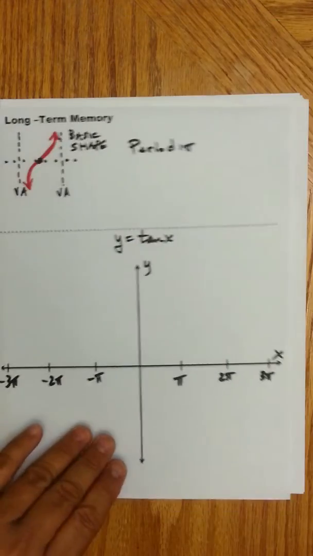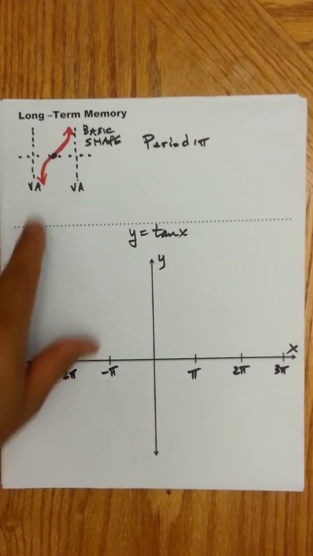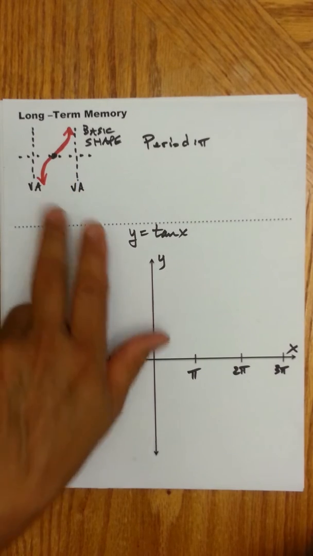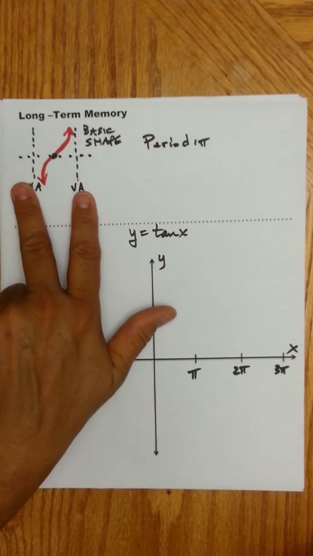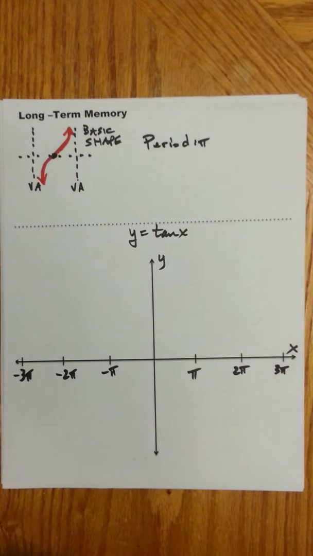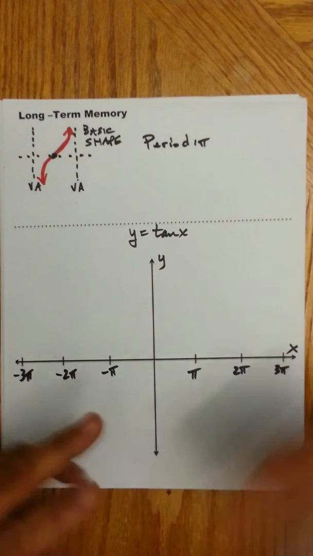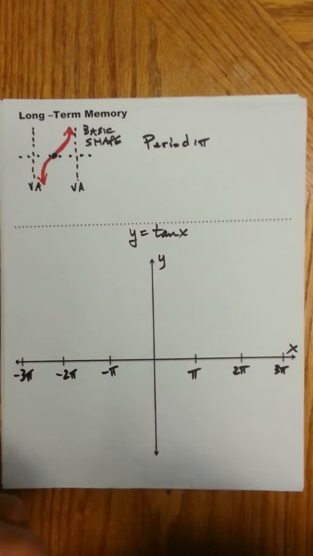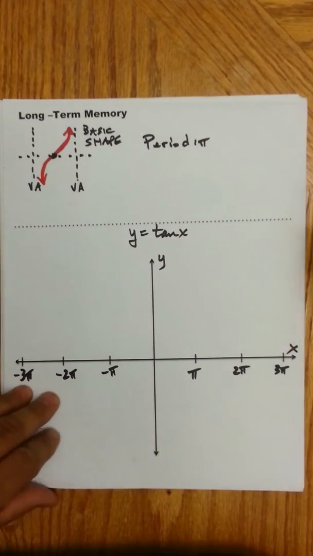Let's look at tangent. So again, in your long-term memory, you know already that tangent has this shape and that it fits between vertical asymptotes and that the period is pi, okay? So what I do to know how to get started is I think to myself, okay, let me go ahead and find the vertical asymptotes.